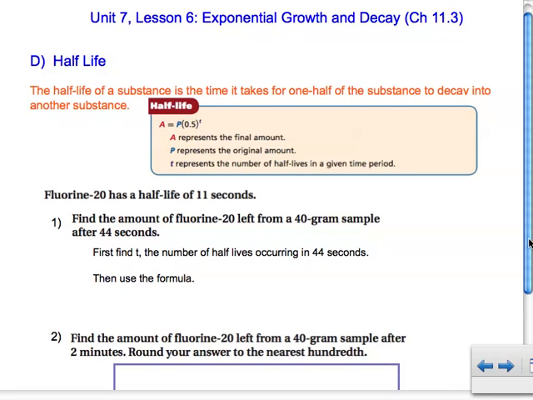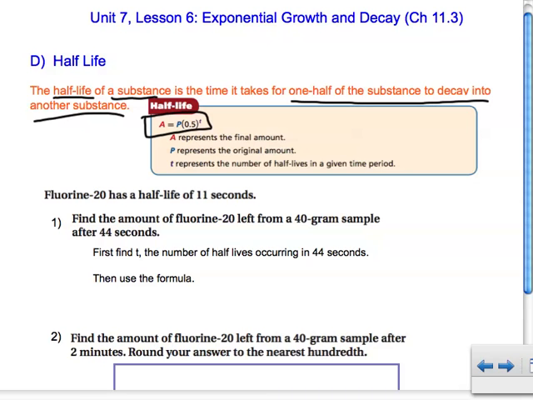And half-life is a very interesting topic also that has to do with science. The formula is here. And it is talking about certain substances that will decay. Generally, we're talking about decaying compounds over a certain amount of time. So the half-life of a substance is the time it takes for one half of the substance to decay into another substance. I don't know what it's turning into, but it's decaying.